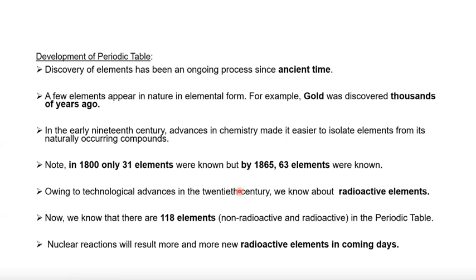We know we have naturally occurring ores, and from those ores we can isolate elements. You may note also that in 1800 we had only 31 elements. But by 1865, we had 63 elements. With the advancement of technology in the 20th century, we know about radioactive elements also. At present, we have 118 elements in the periodic table, both naturally occurring and radioactive.